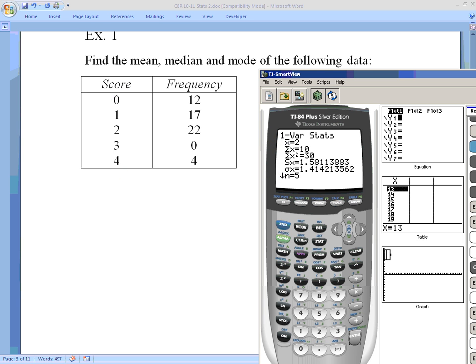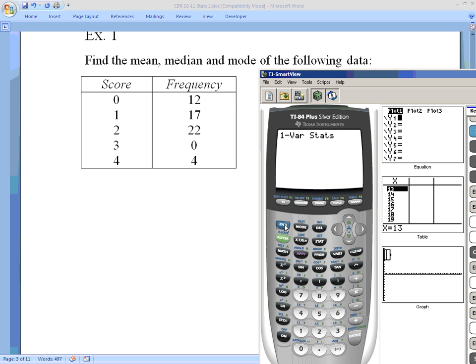So let's go back to the drawing board. Clear this out. Our data has already been entered, so we go to Stat, calculate one variable stats again, but we need to tell the calculator to look somewhere besides just list 1. Again, one variable stats will automatically look at list 1, but we put our data in 2 lists.